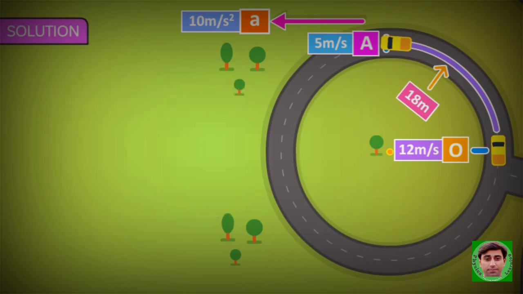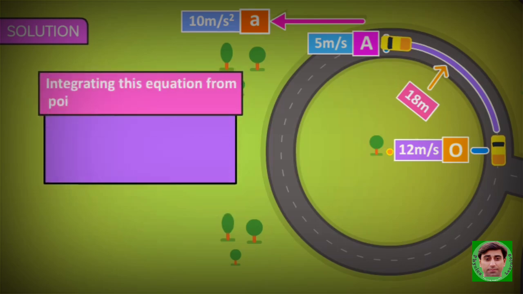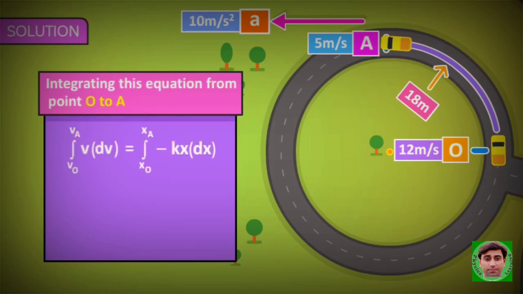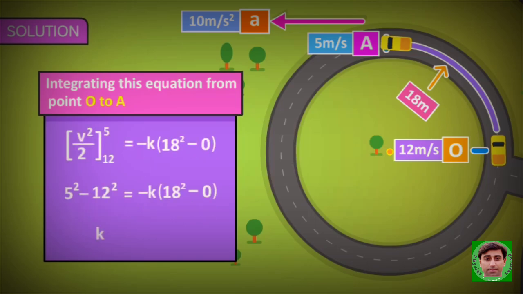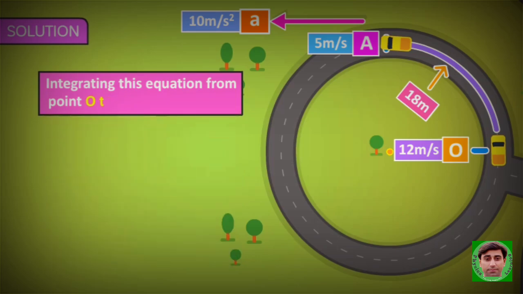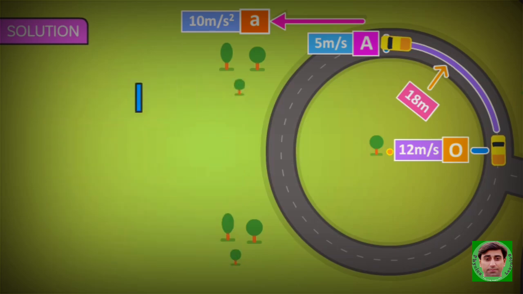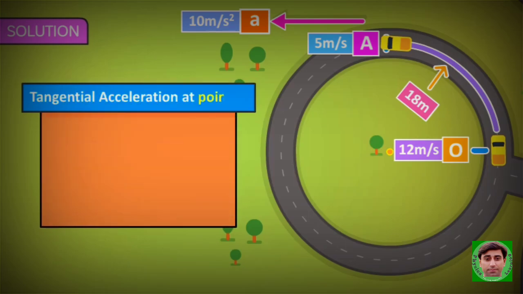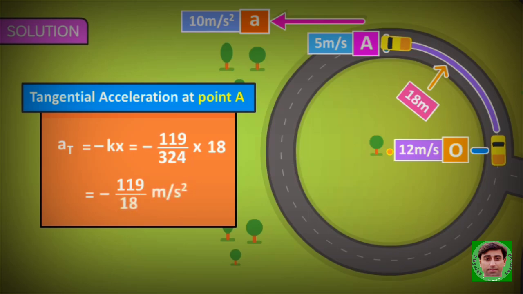Using the information given in the question, we can integrate this equation from point O to point A. Substituting values of v_O, v_A, x_O and x_A and integrating, we get k equal to 119 by 324. Using equation 2, tangential acceleration at point A is equal to minus k into x, that is equal to minus 119 by 324 into 18, that is minus 119 by 18 meters per second square.